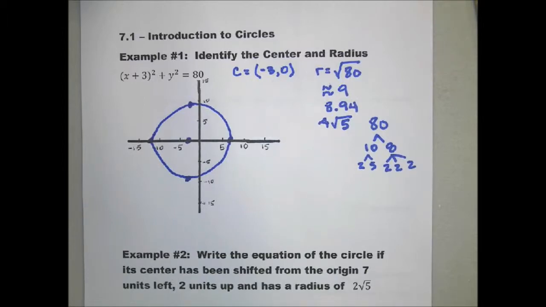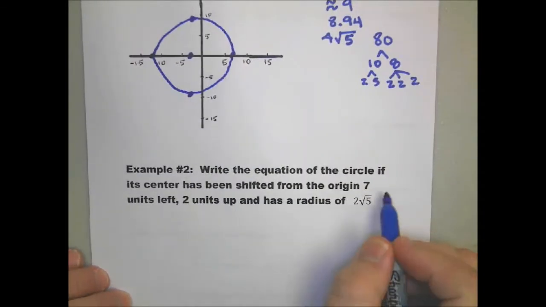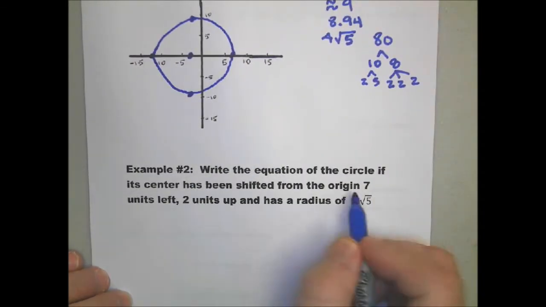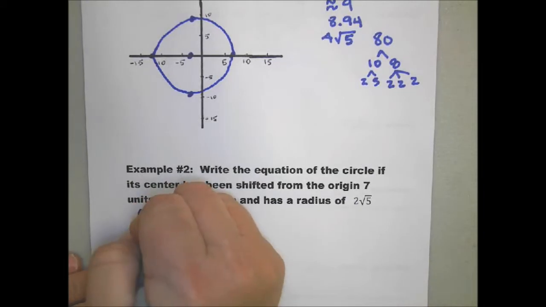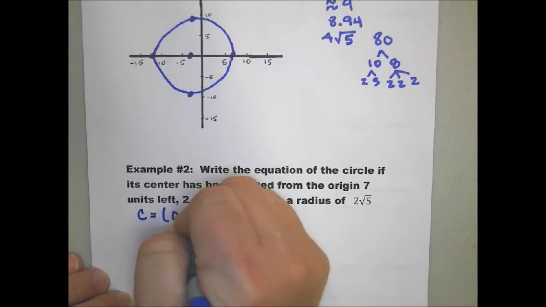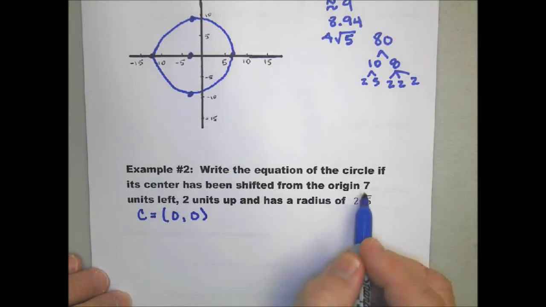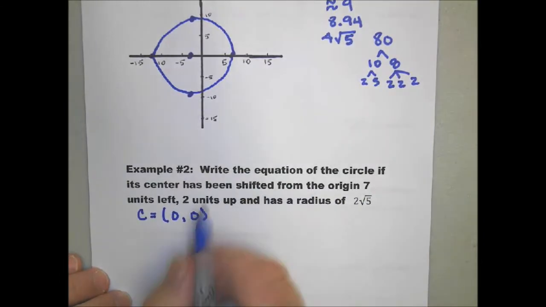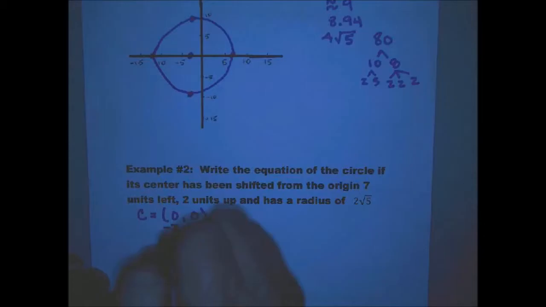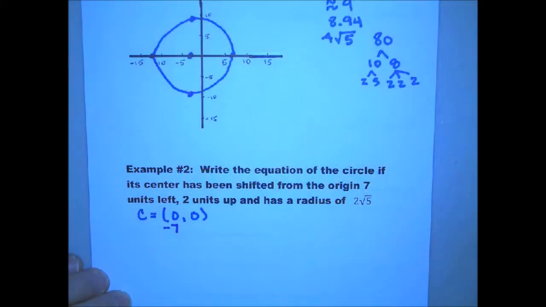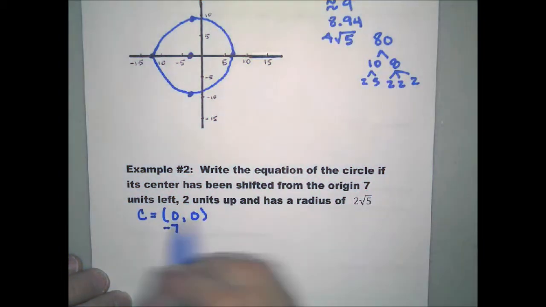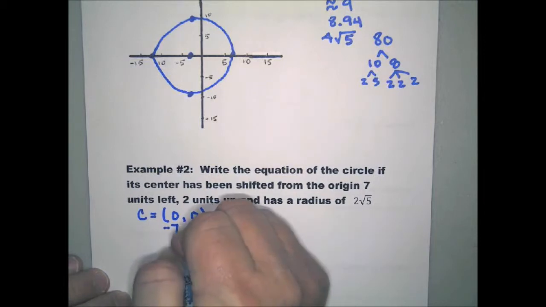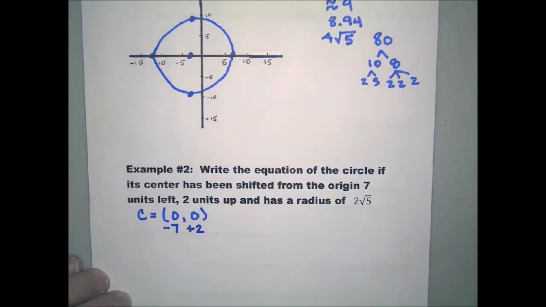Now, the next thing, example number 2. Write the equation of the circle if we knew certain things. The center of the circle began at 0, 0, but then the circle was shifted. It was shifted 7 units to the left. Well, that would affect the x-coordinate by subtracting 7. And then it was shifted 2 units up. That would affect the y-coordinate by adding 2.